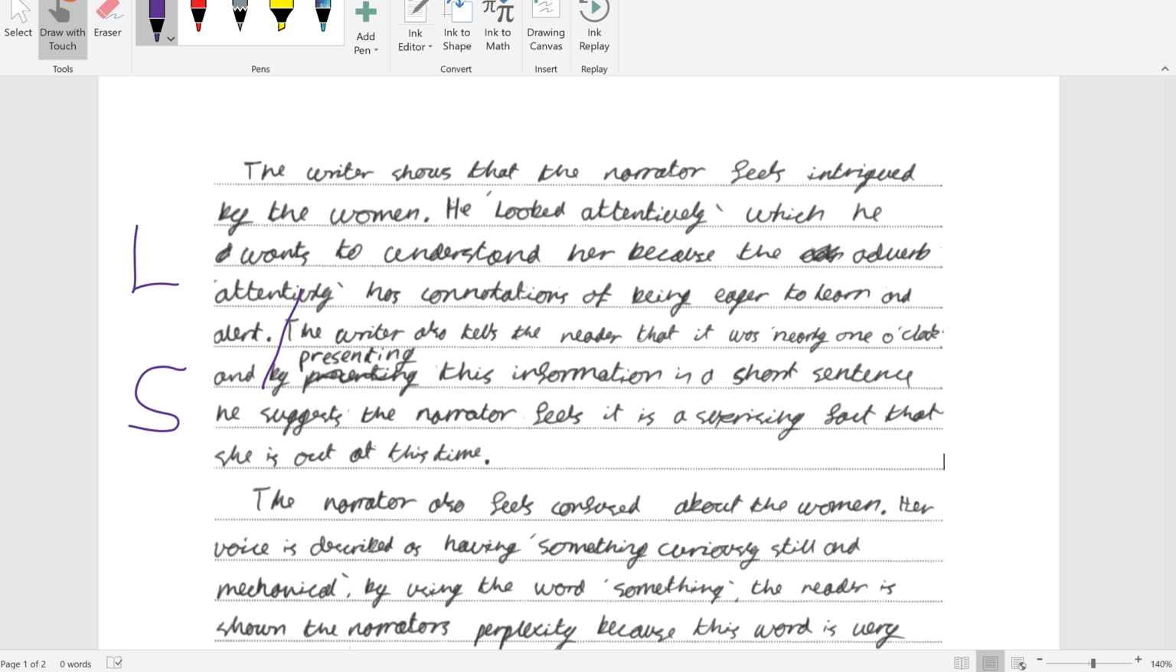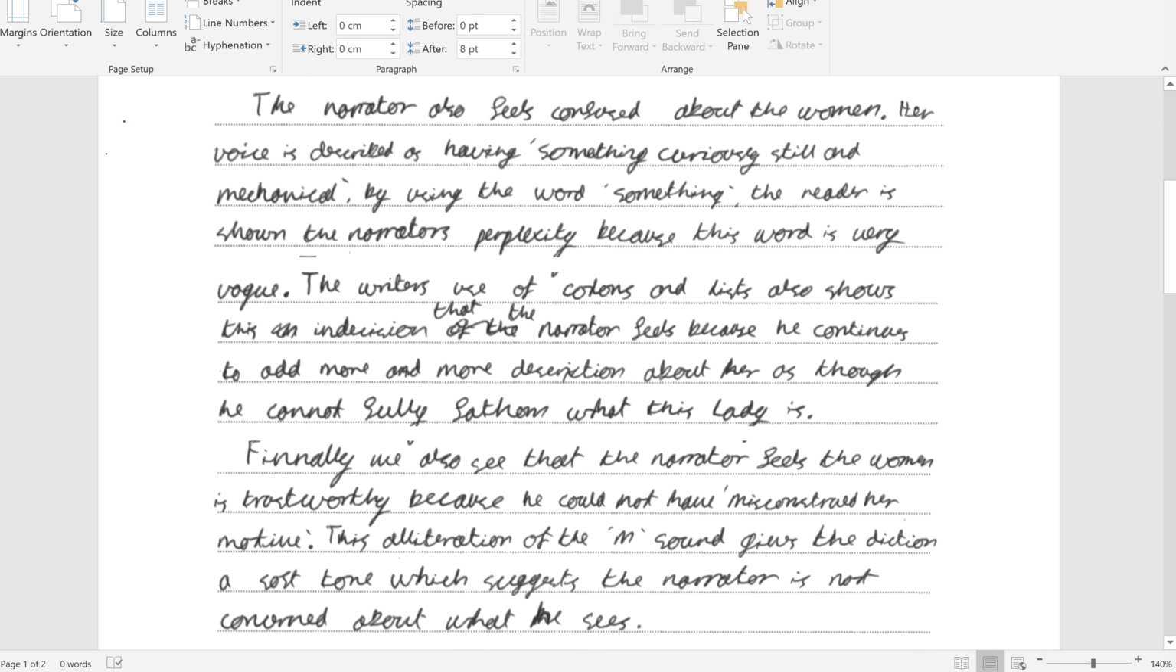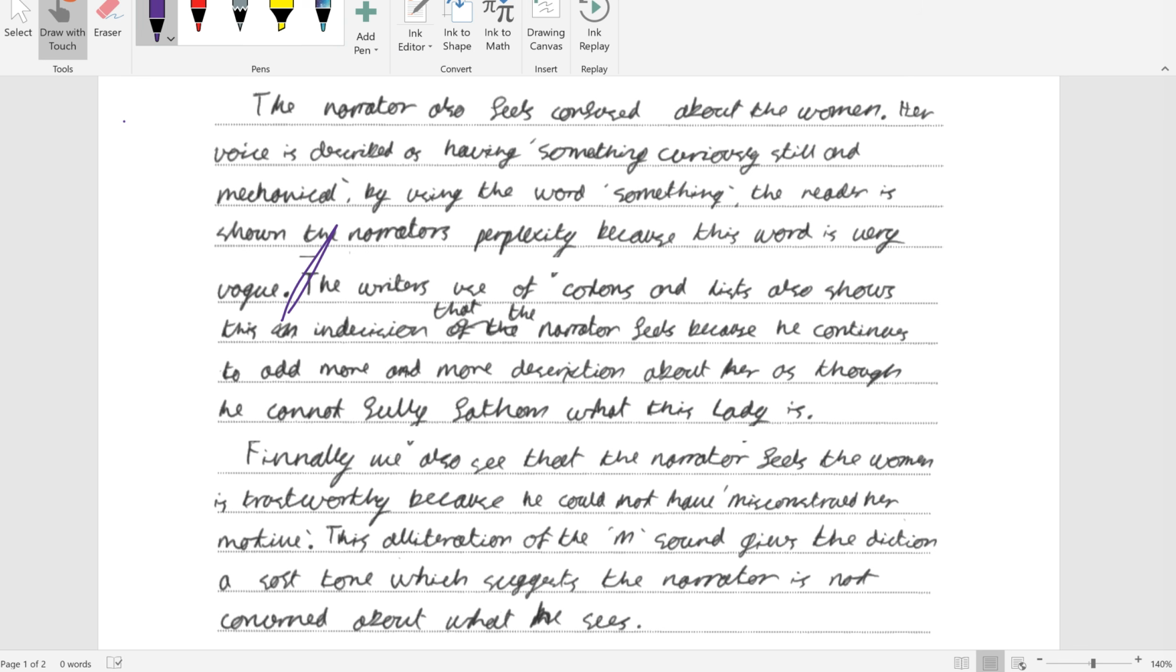Okay, then we've got another one. The narrator feels confused about the woman. Her voice is described as having something curiously still and mechanical. By using the word something, the reader is shown the narrator's perplexity because this word is very vague. The writer's use of, okay, so that again, they've put 2 in 1 here. So we'll separate that one out. So again, the word something, so that's writing about language, and then colons and lists because he continues to add more and more description because he cannot fully fathom who he is. So again, we've got structure.